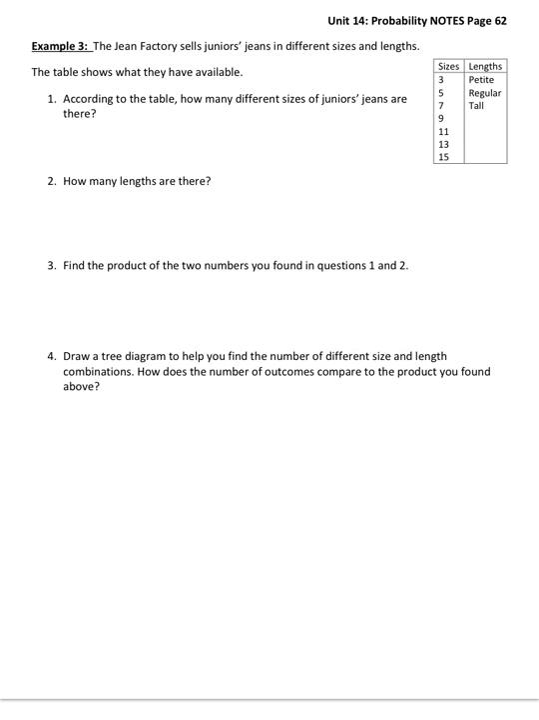Okay, so a jeans factory has all these different sizes here and then 3 different lengths. How many different sizes of junior jeans are there? 1, 2, 3, 4, 5, 6, 7. So number 1 is 7. Number 2, how many lengths? 3. Find the product of the 2. So 7 times 3 is 21. Then the next question says to make a tree diagram to compare. Why don't you try that and then check your work with me?